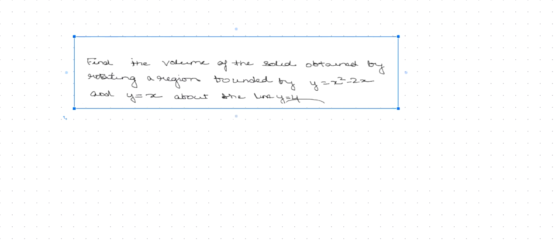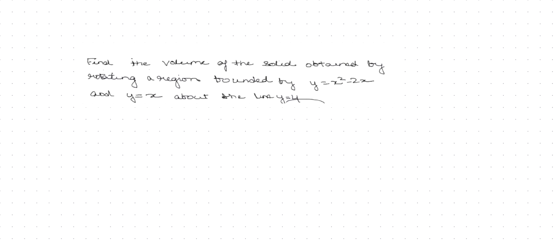Hello. So here we need to find the volume of the solid obtained by rotating a region that's bounded by the quadratic curve y is equal to x square minus 2x and a line y is equal to x, about the line y is equal to 4.